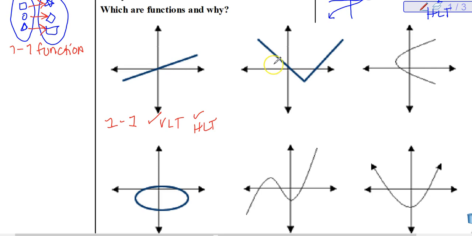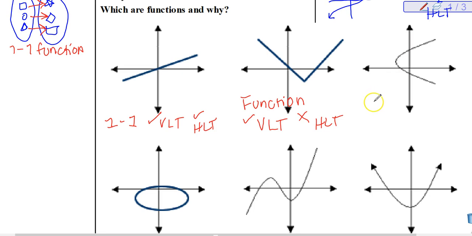Okay, what's this next one? It's just a function. Justification for why it's just a function: vertical line test, but fails the horizontal line test. It's a function, just not a one-to-one. And you can see that it's not a one-to-one because it fails that horizontal line test. How about the next one?